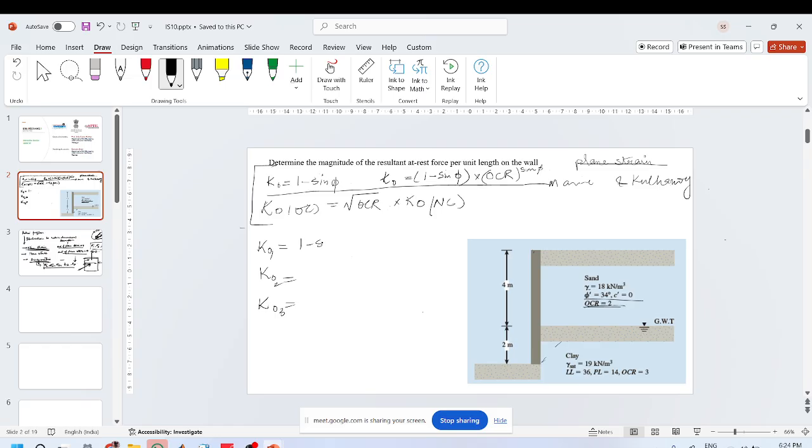This will be 1 minus sine phi, 1 minus sine phi raised to power OCR times sine phi. This will be 1 minus sine phi into root OCR. Okay, let me open an Excel sheet.